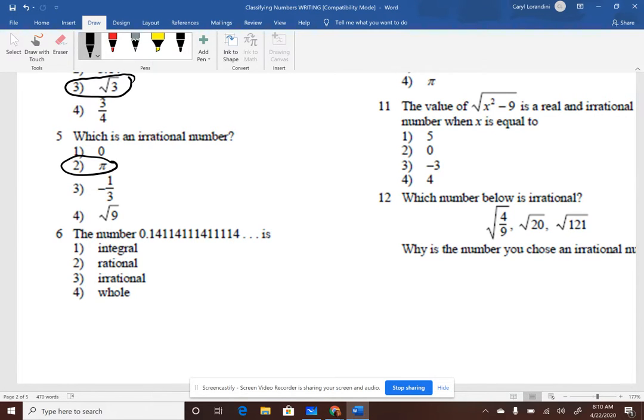Pi starts with 3.1415, but it doesn't stop. Can't stop it, therefore irrational. Okay, so this one, they're trying to trick you because there is a pattern, but a pattern is not repeating. It's just a pattern. They're different things. So this is going to be irrational.